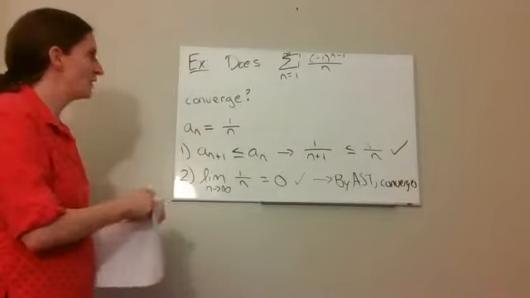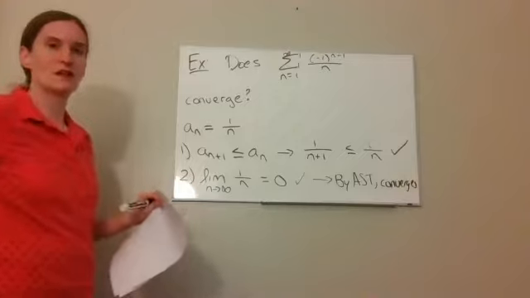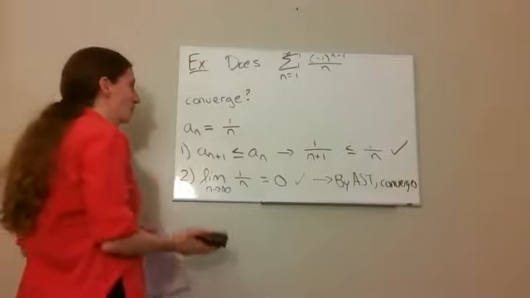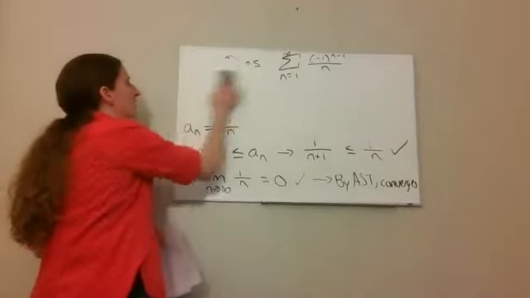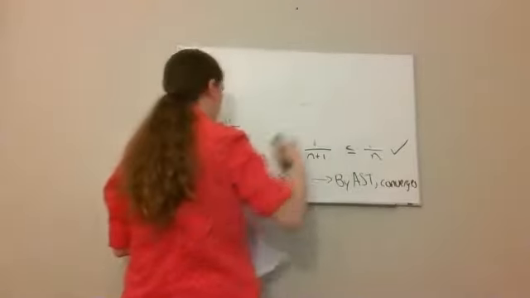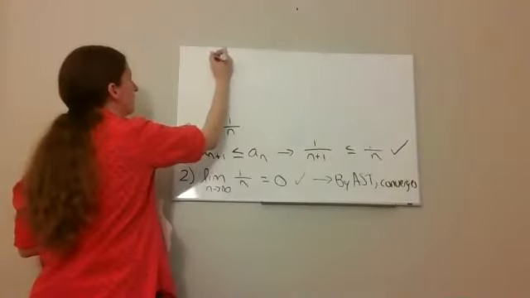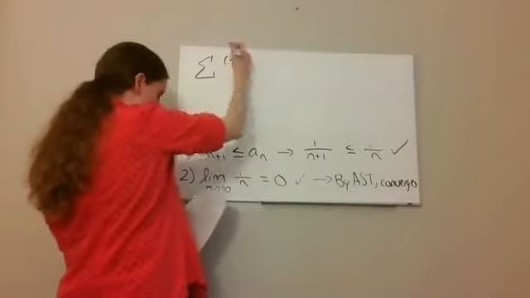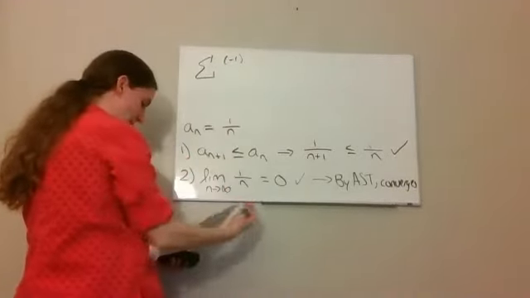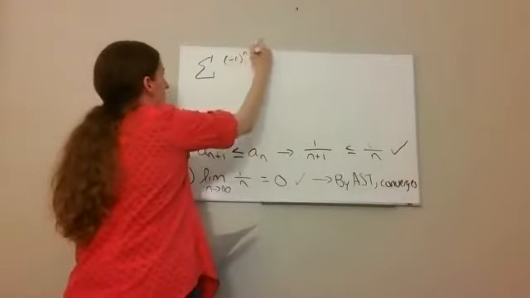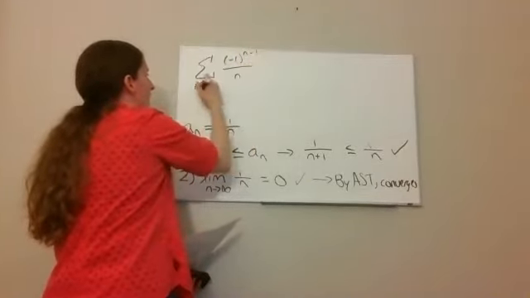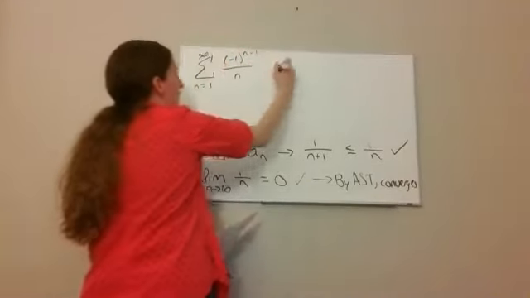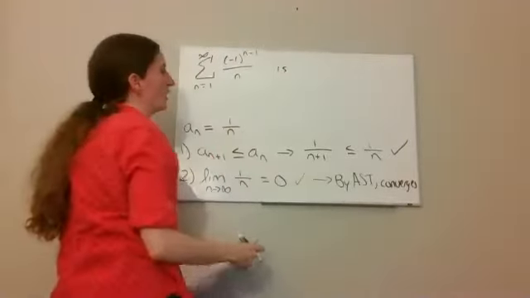And it should be noted that this is actually a very special series. It actually has a name of its own. So this (-1)^(n-1) over n is called the alternating harmonic series.